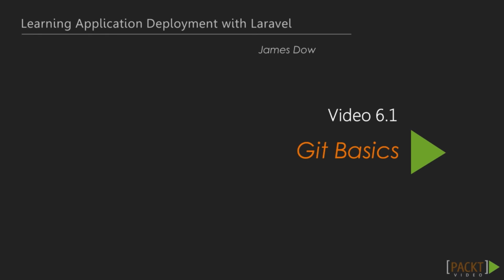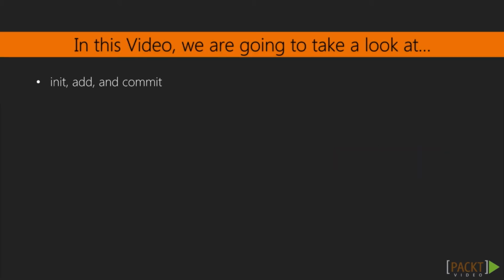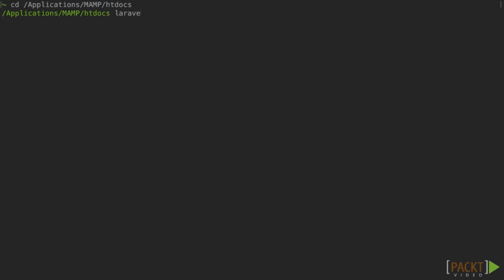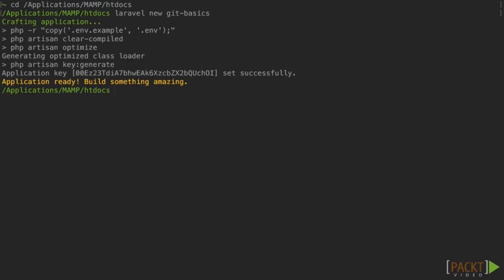This is the first video of Section 6. We'll cover Git basics to help set up the rest of the videos in this section. We'll learn how to create a new Git repository and make our first commit. We'll learn the basics of pushing, pulling, and merging our code, and then also the basics of branching. So let's go ahead and get started. The first thing you're going to want to do is open up your terminal and create a new Laravel project.